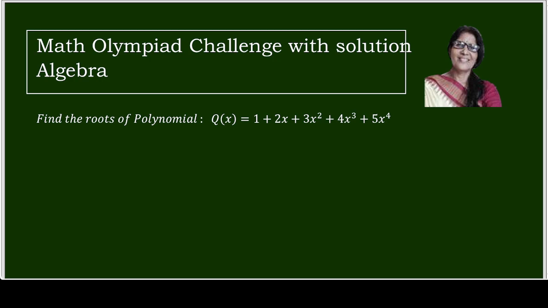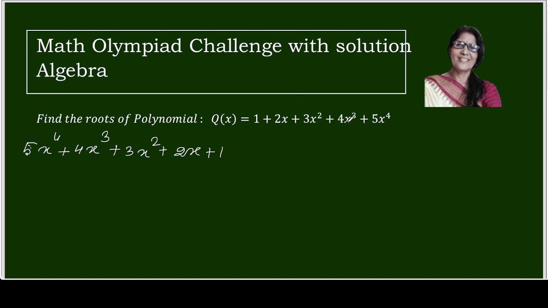Today I have taken a Maths Olympiad challenge from algebra. Find the roots of the polynomial q(x), which is 1 plus 2x plus 3x square plus 4x cube plus 5x power 4. The syntax of the question is very interesting. So let's proceed. I'm writing the polynomial as 5x power 4 plus 4x power 3 plus 3x power 2 plus 2x plus 1, arranging according to their degree.